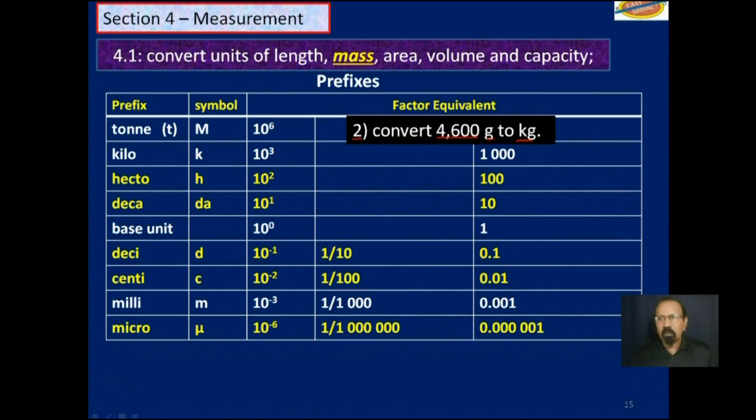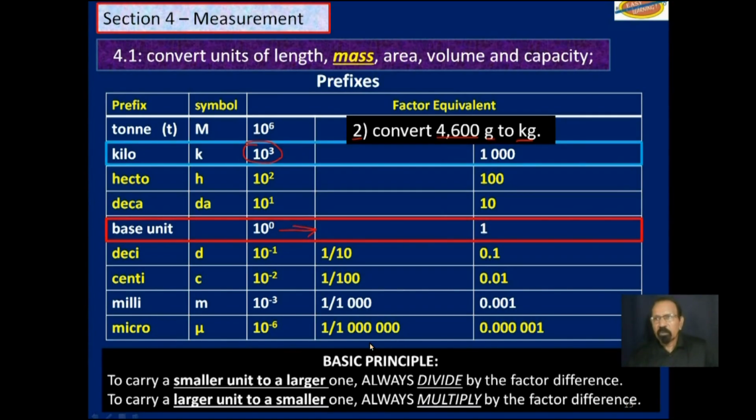Example 2, convert 4,600 grams to kilograms. This is very similar to the one we just did. We are going from our base unit here, grams, to kilograms there. As I said, it takes 1,000 grams to make a kilogram because kilo means 1,000. So we are going from a smaller unit, gram, to a larger unit, kilogram. We will therefore divide by the factor difference. Let us see what the factor difference is.